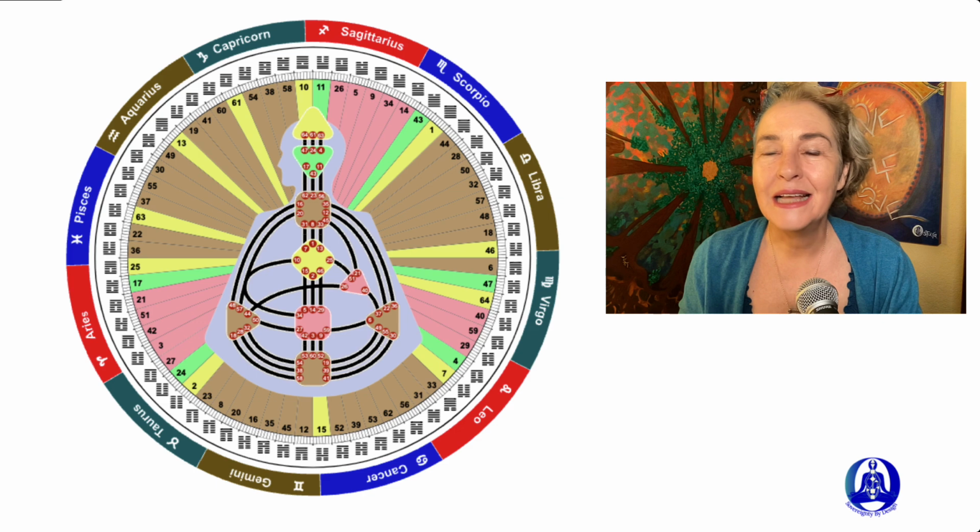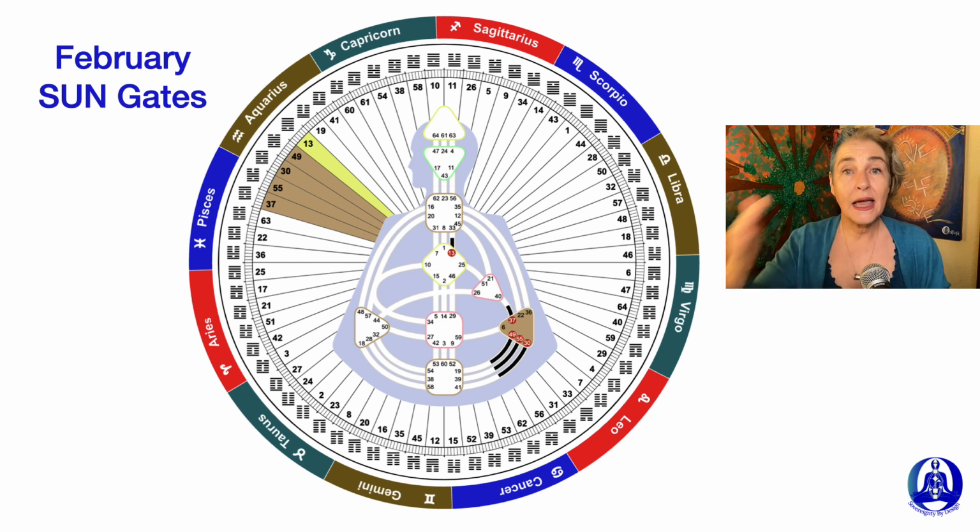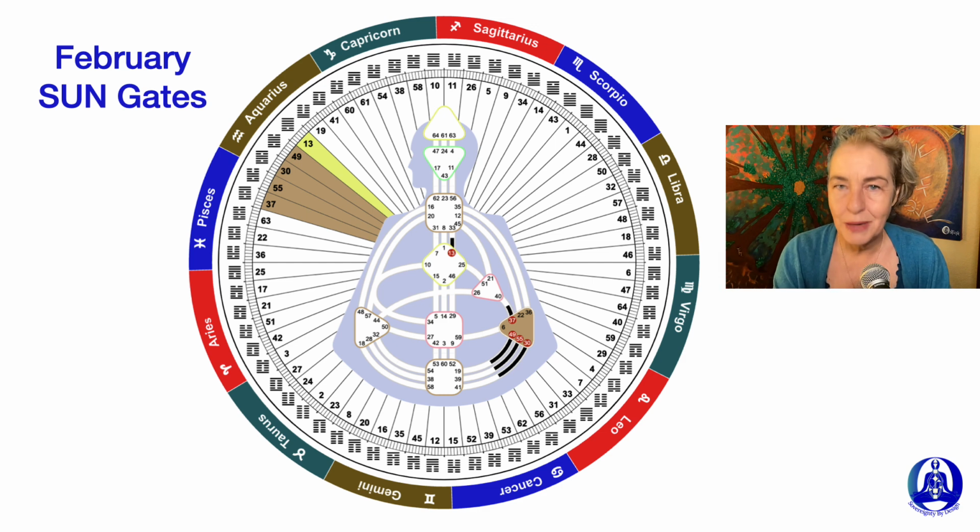So let's go ahead and take a look at what's happening in February. Okay, so these are the sun gates in February. We start with the gate 13 and we move through these 5 different gates over the course of the month. And you can see that they are moving counterclockwise. And we are in Aquarius and we'll move into Pisces during the course of this month.